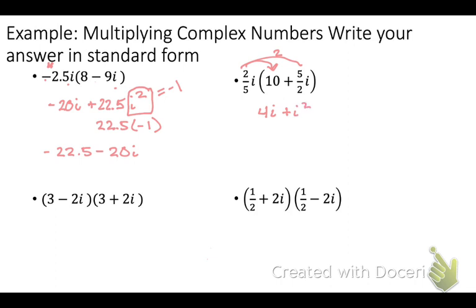Can I leave it like that? No. Because what is i squared? Negative 1. So it's negative 1 plus 4i. Yep. Okay, so try these two on your own. Just FOIL them to start.